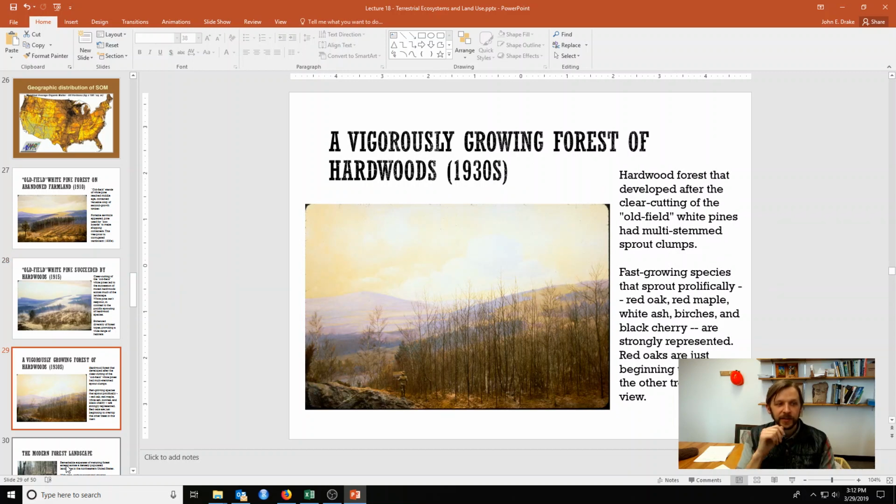And here again is this artistic depiction of the same place. We've been following the same geographic location of this vigorously regrowing hardwood stand that is regrowing after pine cutting. And so particularly species that regrow well from sprouting, sprout prolifically, things like red oak, red maple, and a number of other species are strongly represented here.